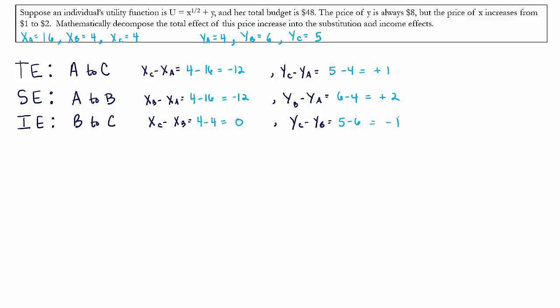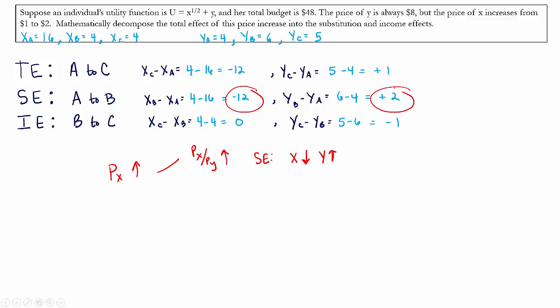We've learned that the substitution effect here shows what we would expect. Remember what happened. The price of good X went up. That means that the relative price of X in terms of Y, or the opportunity cost of buying X in terms of the Y that you have to give up, is bigger. That should induce a substitution effect, whereby the consumer substitutes away from X and towards Y, and that's exactly what we see happening. Away from X, towards Y for the substitution effect.